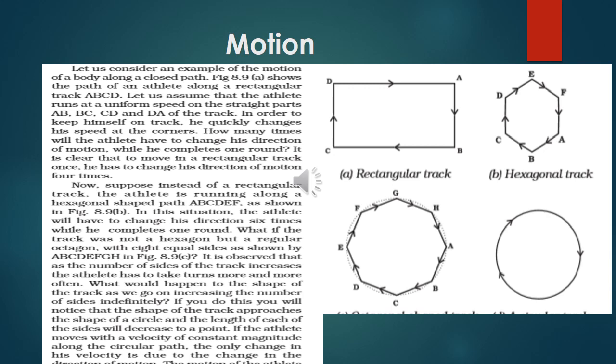Suppose instead of a rectangular track, the athlete is running along a hexagonal shape. In figure B you see, the athlete is running along a hexagonal shaped path A, B, C, D, E, F. One round will be complete. So here the athlete will have to change his direction 6 times.